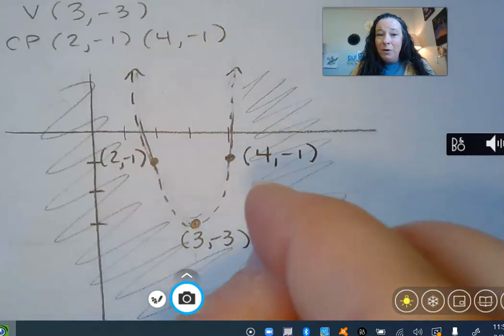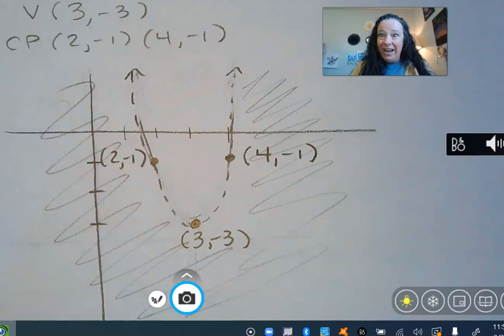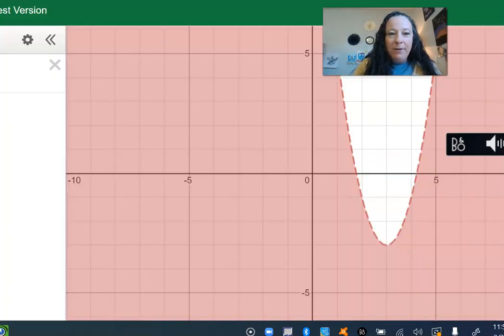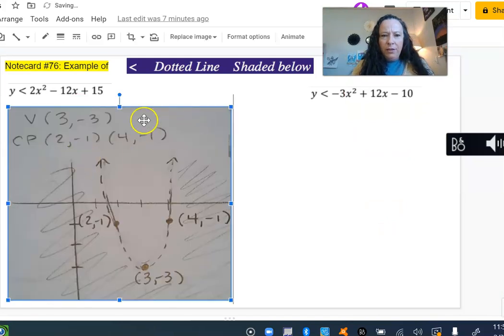So I am going to have you, on tonight's assignment, do it on your own sheet of paper and upload your paper. I know, fun, right? Okay, so all of that just for this example right here.